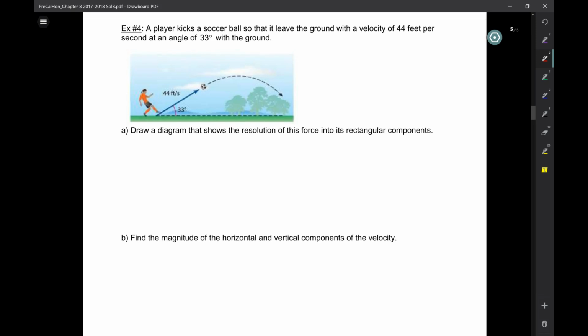Okay, here we go. Who are my soccer players? Because there's never going to be a special angle. How often do you kick a soccer ball at exactly 30, 60, or 45 degrees? Not very. So a player kicks a soccer ball so that it leaves the ground with a velocity of 44 feet per second at an angle of 33 degrees with the ground. Draw a diagram.